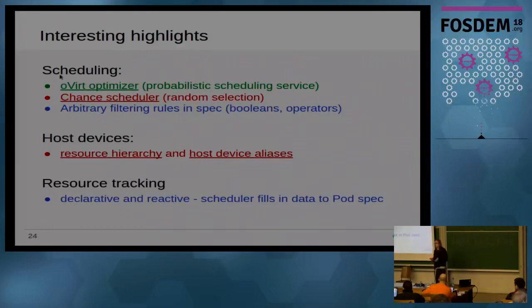OpenStack has a chance scheduler. You can just decide, oh, what the hell, I'm going to try whatever host I have, and if it works, I'll use it. If it doesn't, I'll try again. Kubernetes has arbitrary logic. I already talked about that. You can actually express complicated logical formulas to specify the rules for where a VM or pod can start or not.